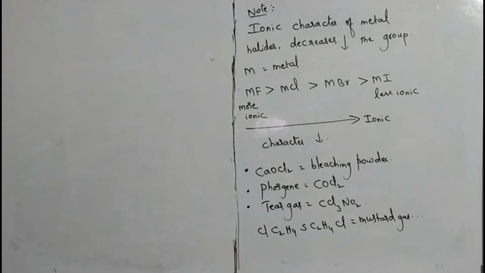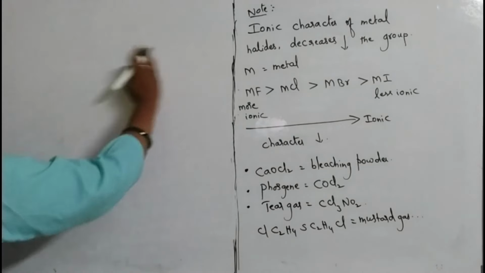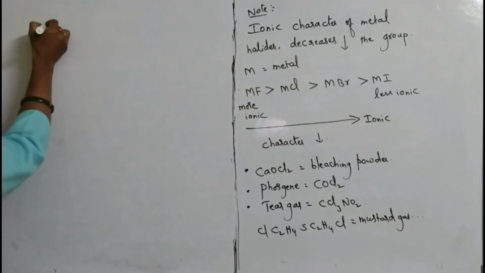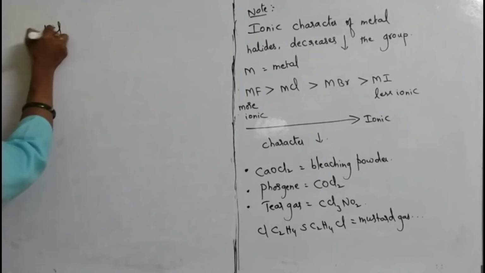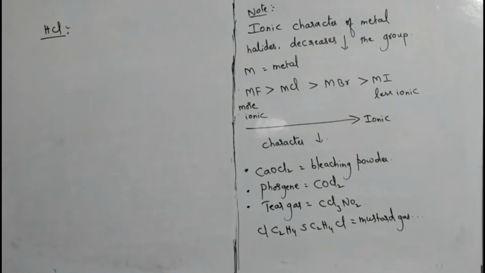Next, if you go for HCl, an important compound of chlorine, it is hydrogen chloride. HCl is a very important, very powerful acid which you have already learnt about. Hydrochloric acid is a very important compound of chlorine.